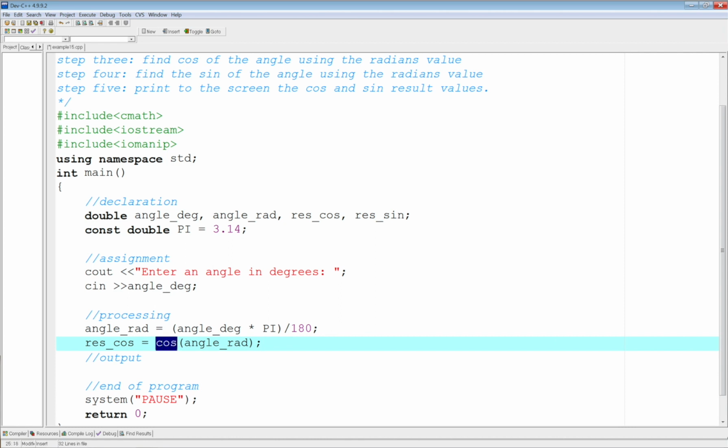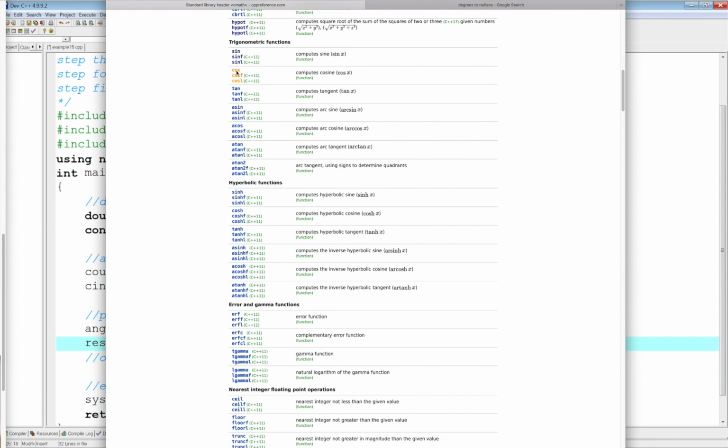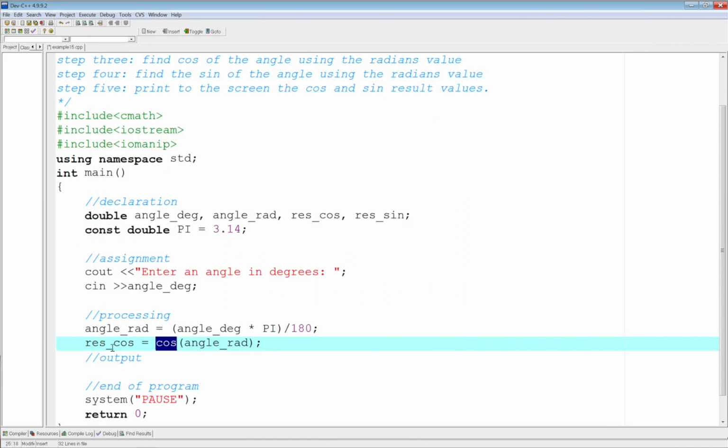Where was it defined? Let's go back here. That is, or like this sine here. Let me just back up and go to cosine this time. Right? The cosine is a function that takes a single argument of type float and it will return a float. And basically our double data type is a float. So basically it will accept an angle in radian and will return the result to res cosine, right? Res cosine is basically the result for the cosine operation.